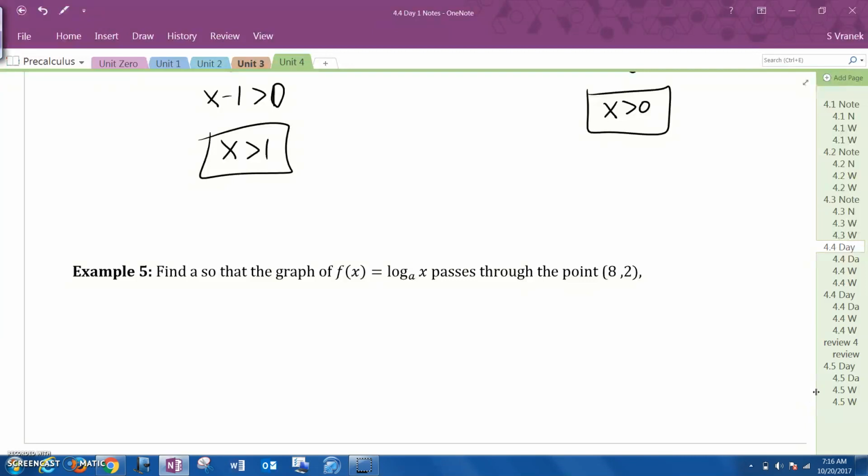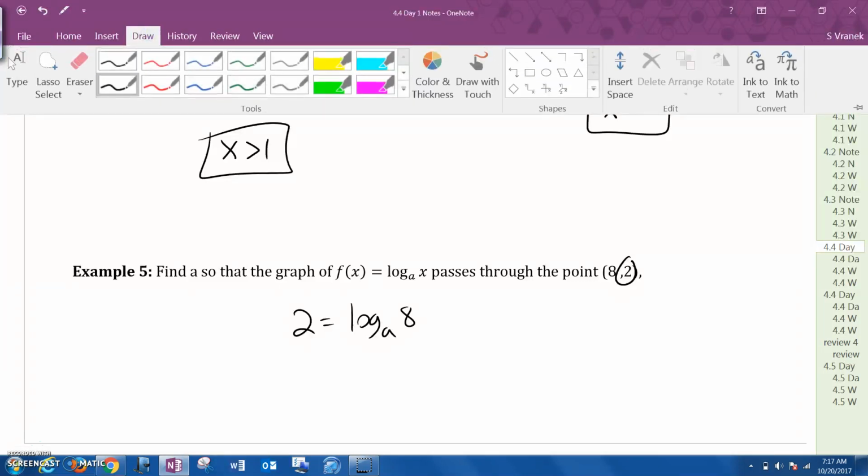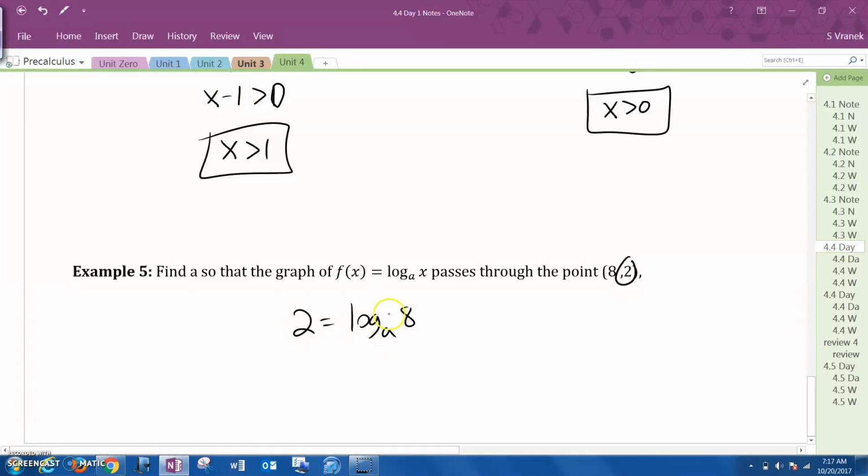Finally, we're going to solve. So it says find a, so that we have the point (a, 2) on the graph. So we're going to plug in 2 for the y. So 2 is equal to log base a of 8. Okay. It's hard to see what this is, so what you want to do is rewrite it. If you can't figure it out from this form, rewrite it in exponential form. So this is a squared equals 8.